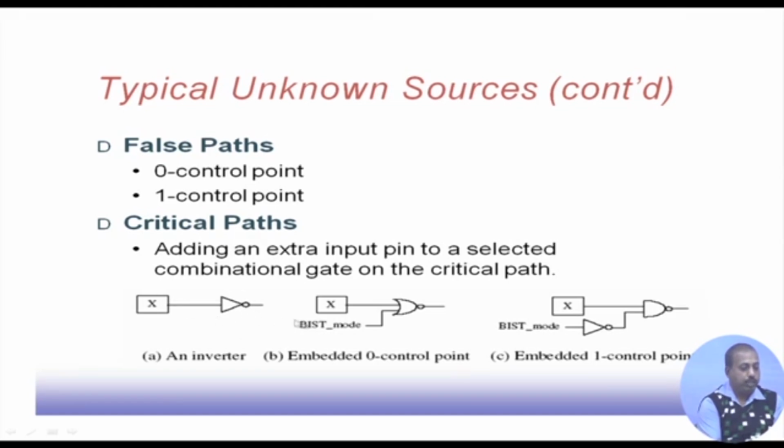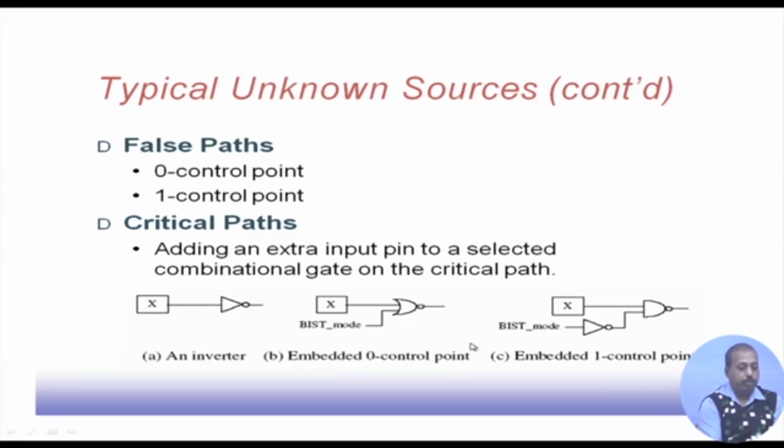Now, if this inverter is there, one possibility is that we do not want to increase the delay that occurs in the operation of the circuit. So, what we do is put a NOR gate and the BIST mode control comes here. This way we can introduce an embedded 0 control point. If we want to make this X always 0 at this point, due to the removal of unknown, then we have to do it like this.